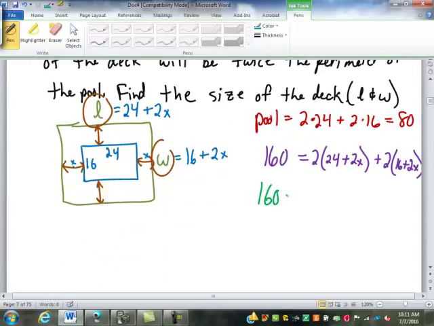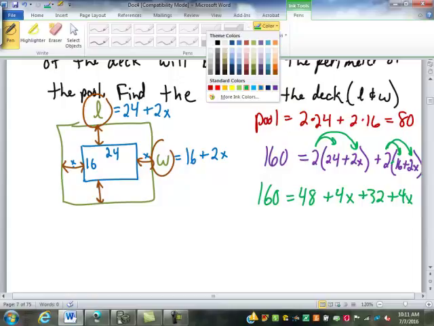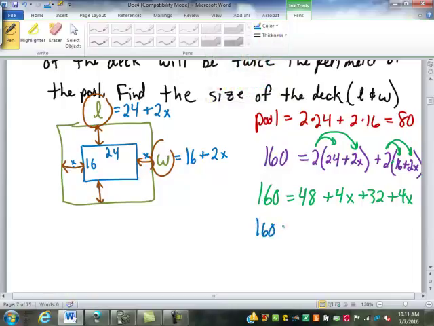So the 160 doesn't change. 2 times 24 is 48. 2 times 2x is 4x. Now on to this set of parentheses. 2 times 16 is a positive 32. And 2 times 2x is a positive 4x. So from here, we're just going to combine. The 160 stays the same. 48 and 32 make 80. 4x and 4x make 8x.